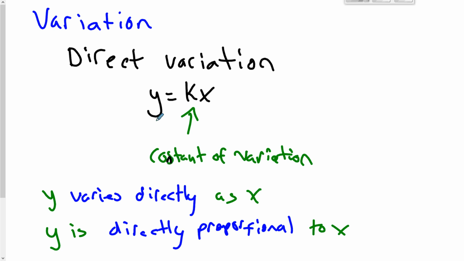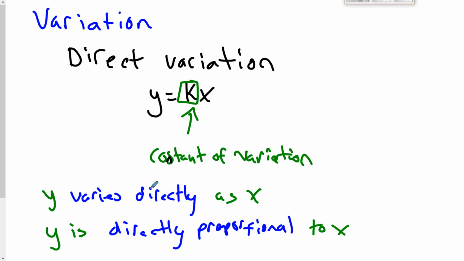So that would be the x, right? X is related to y by that direct variation. As the value of x increases, the value of y also increases. As x decreases, the value of y decreases. So there's a direct relationship between x and y, and that direct relationship is by that value of k, the constant of the variation. Okay, so some of the questions might be: y varies directly as x, or y is directly proportional to x.